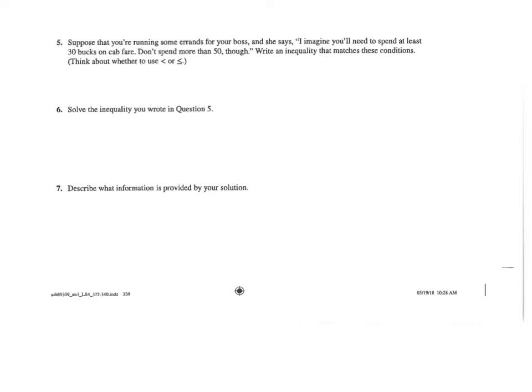Suppose that you're running some errands for your boss, and she says, I imagine you'll need to spend at least $30 on cab fare. At least. Okay, don't spend more than 50 though. Write an inequality that matches these conditions. Okay, it sounds like we've been given a minimum and a maximum here. So it looks like the boss is thinking about $30, at least that, but don't go over 50. So you'll be sandwiched in between those two.